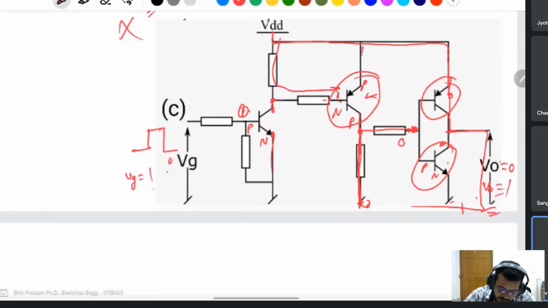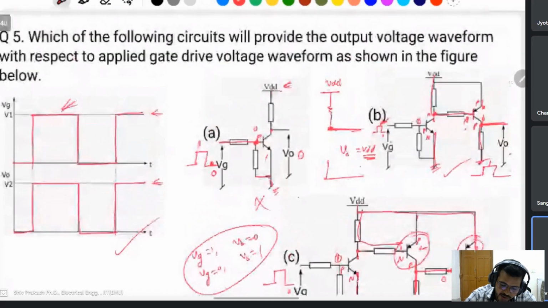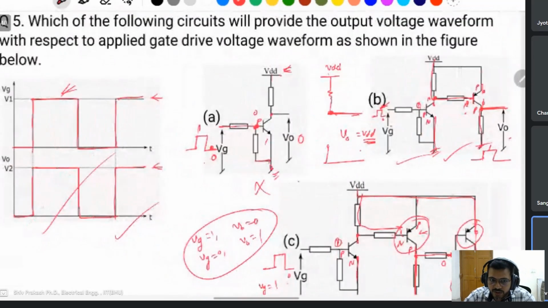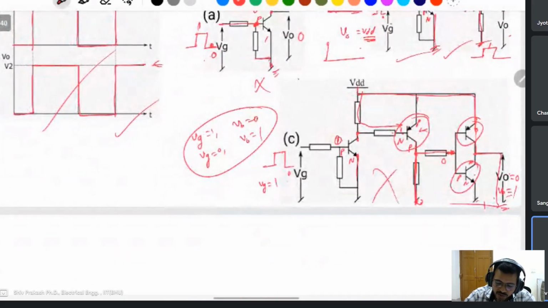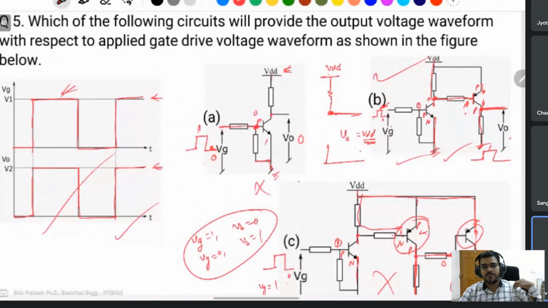Vg is equal to 1, then V output is equal to 0, and Vg is equal to 0, then V output will be 1, the opposite of this one. But it is given as the same waveform. Same waveform follows only the second option. That's why this is also incorrect. B option will be correct.